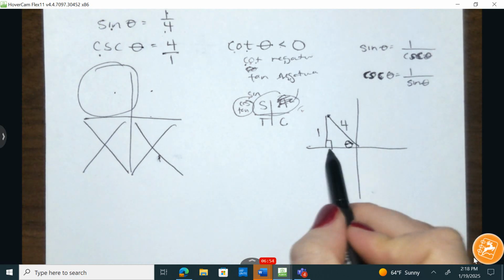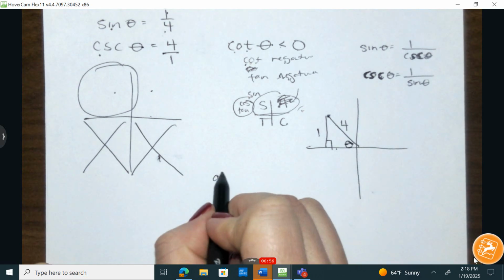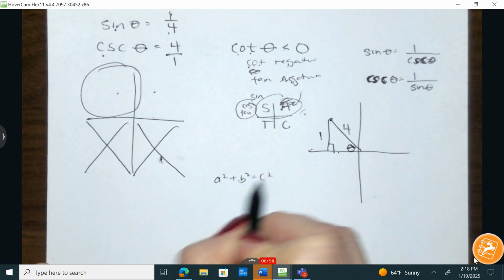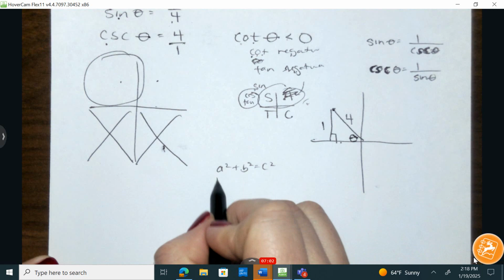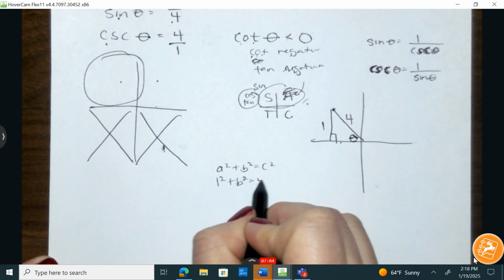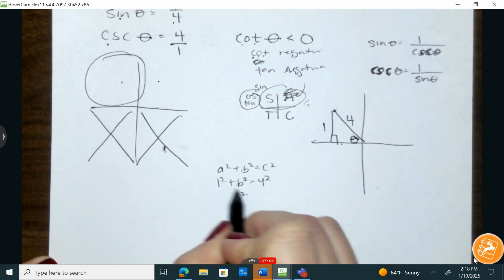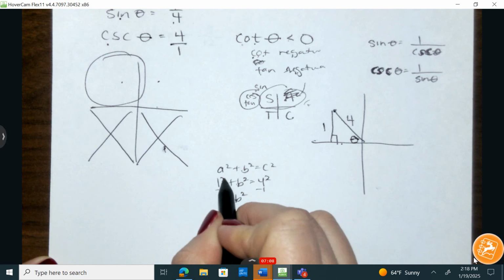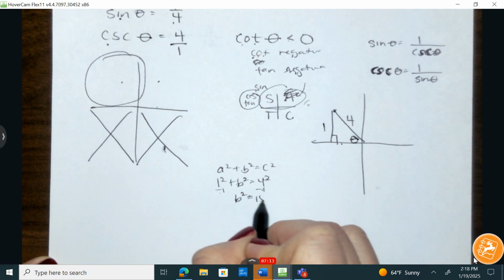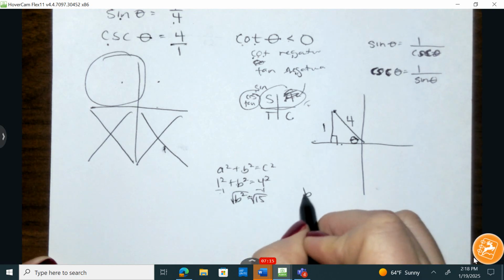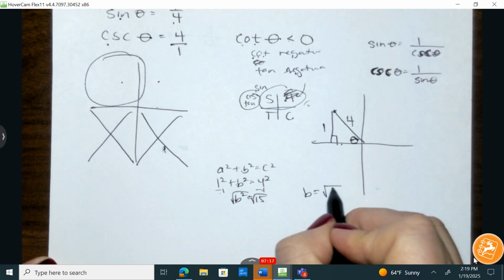Now how do I find this missing length? A squared plus B squared equals C squared. So 1 is a leg. It can be the A or the B. 1 squared plus B squared equals 4 squared. I'm going to subtract 1 from the opposite side. 1 squared is 1, so 16 minus 1 is 15. And then I'm going to take the square root. That means B is the square root of 15.